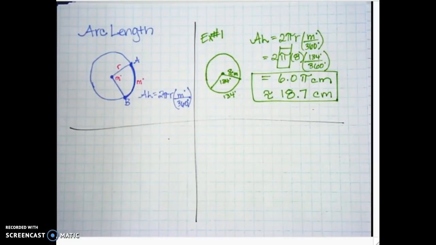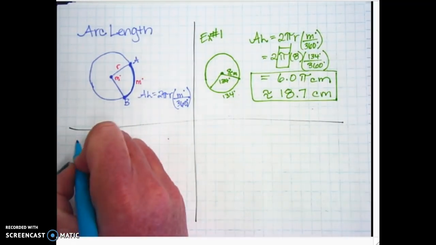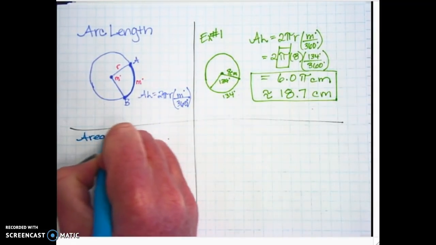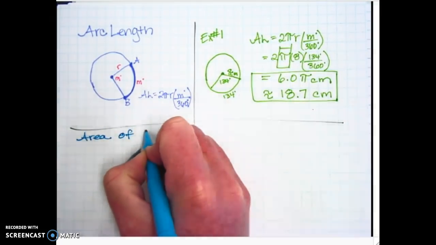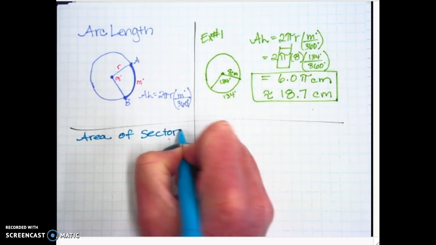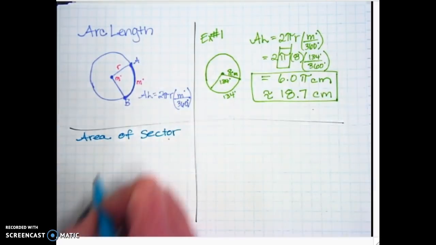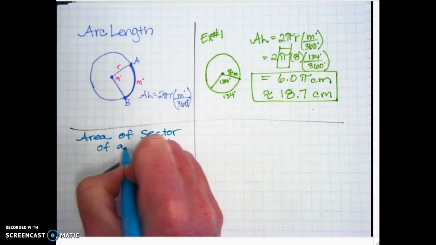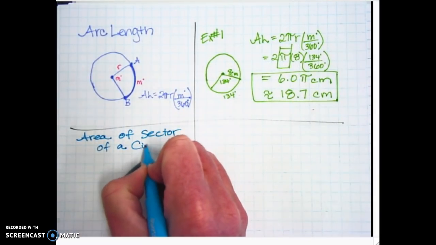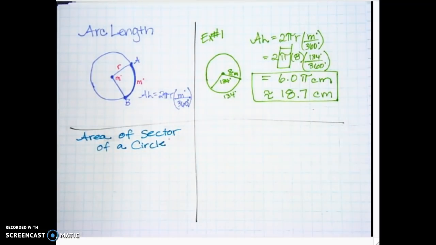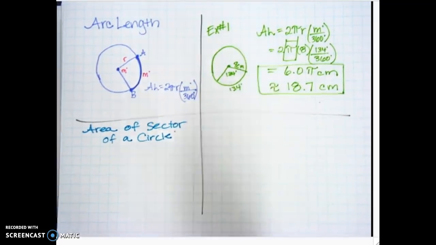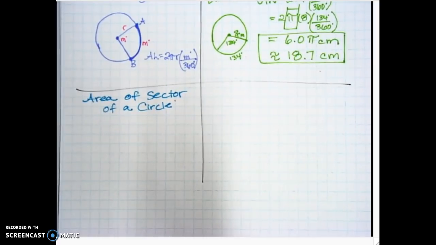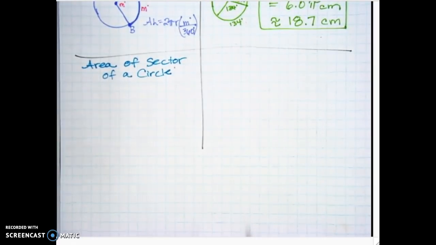Any questions on example number 1 there? This is like deja vu, right? Because you've already learned this. So in the box below it, we're going to talk about the area of the sector of a circle. Sometimes you'll just see area of a sector, sometimes you'll see area of a sector of a circle. It just depends on how they want to word it.